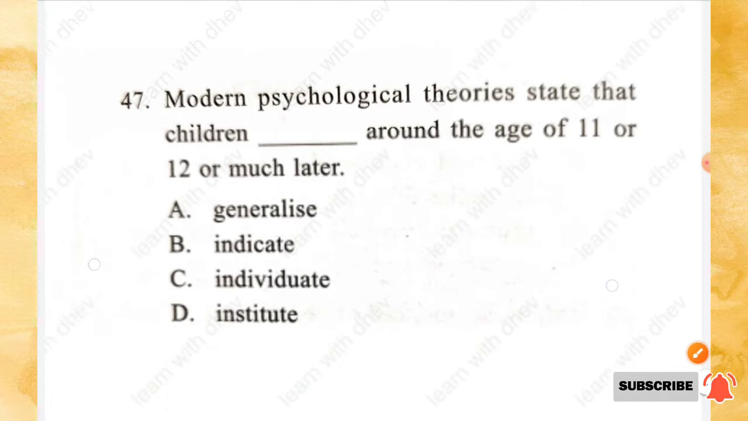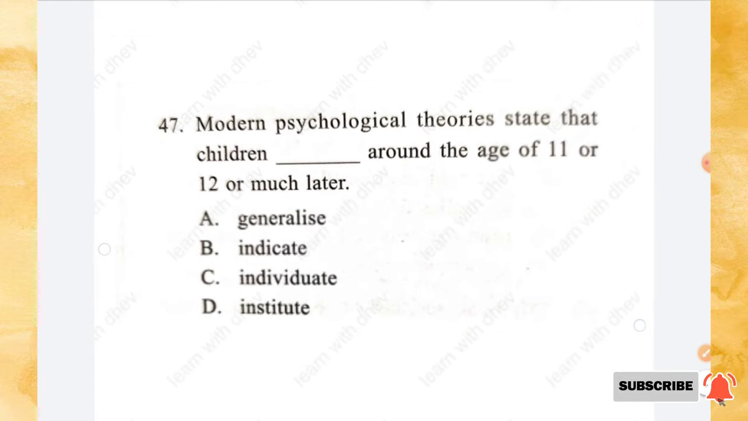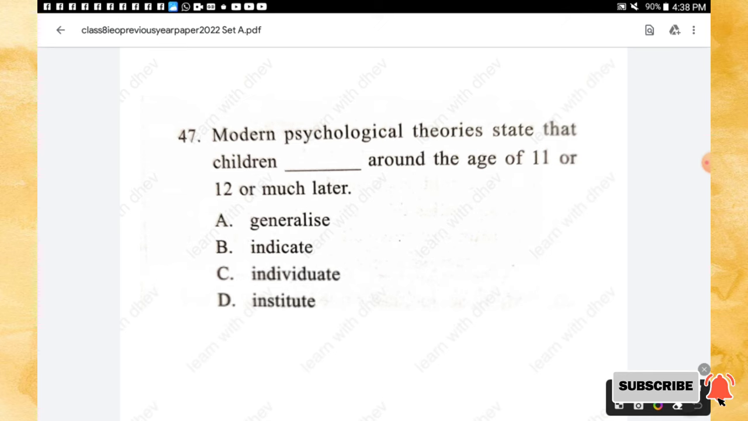Question number 47. Modern psychological theories state that children to be filled up around the age of 11 or 12 or much later. Options are generalize, indicate, individuate, institute. The right answer is option C, individuate.